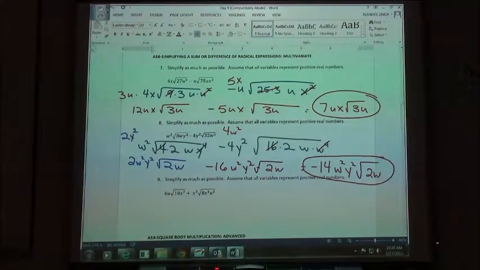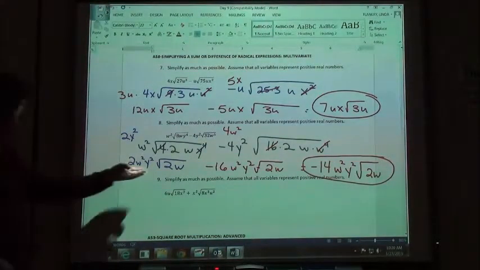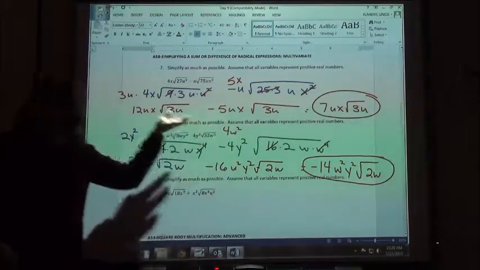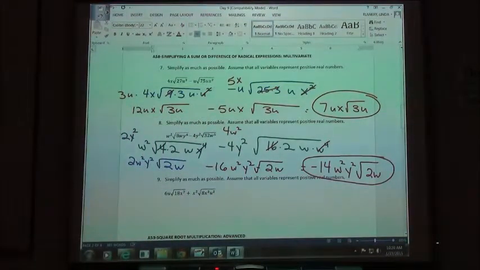So the good thing about these ones is when you get to this last step, if they don't match up, you know there's a mistake somewhere and you've got to go back and fix it.